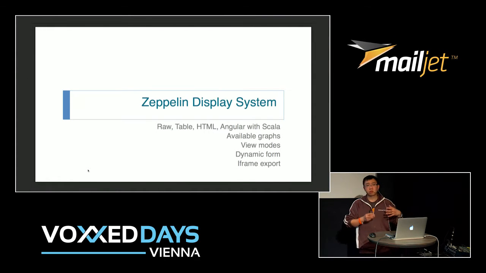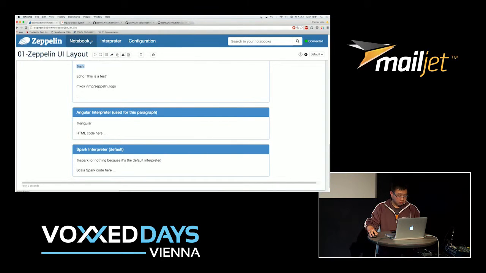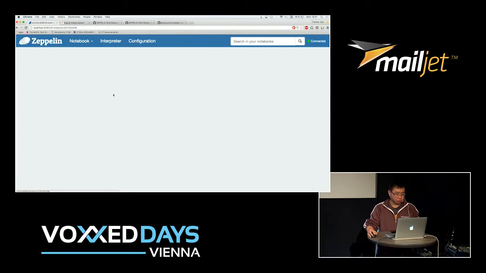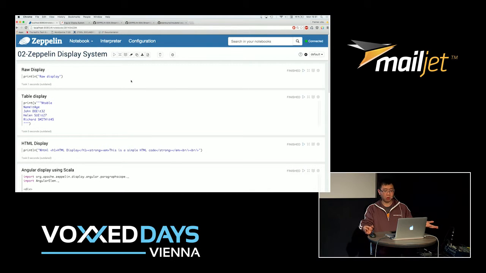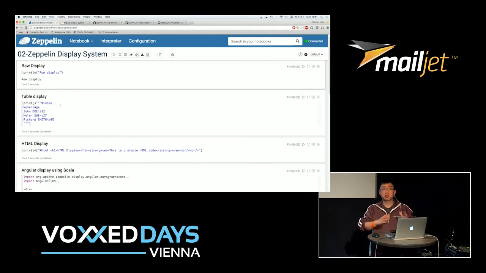Now, let's focus on the display system. This is the biggest strength for Zeppelin compared to all the notebook systems. Display system. Okay, how can I display my data? Well, you can just print raw text, okay? Raw display. You can have a formatting as a table.